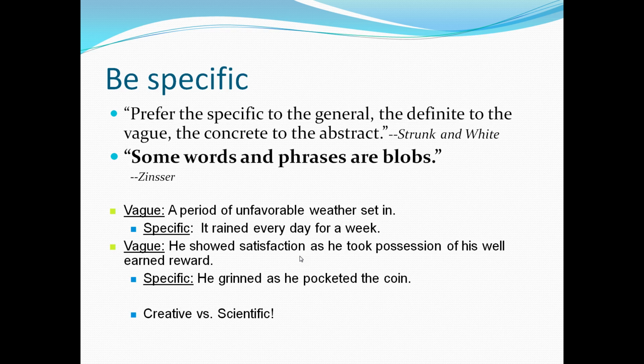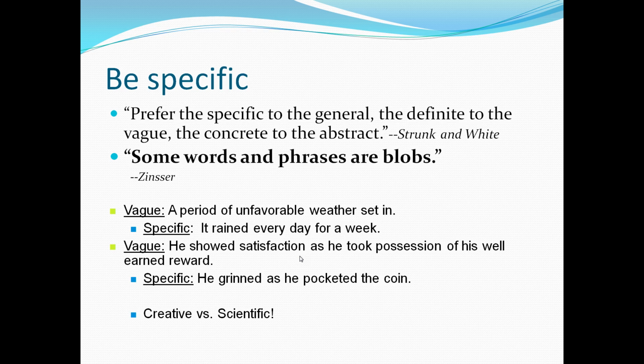Okay, this one I really like. Some words and phrases are blobs. They just lay there and sit there and do nothing. So vague would be something like, a period of unfavorable weather set in. More specific would be, it rained every day for a week. Just come right out and say it.